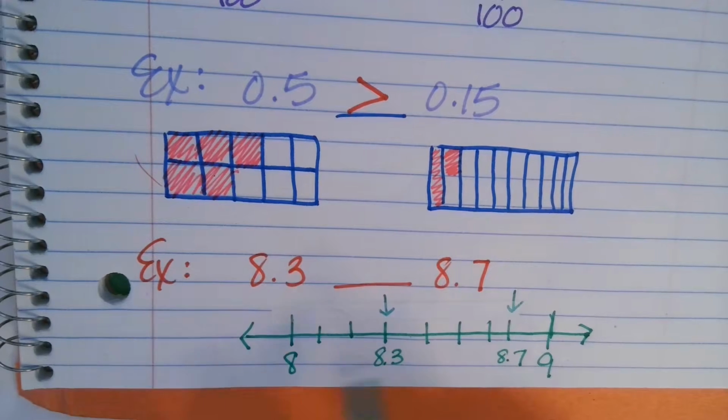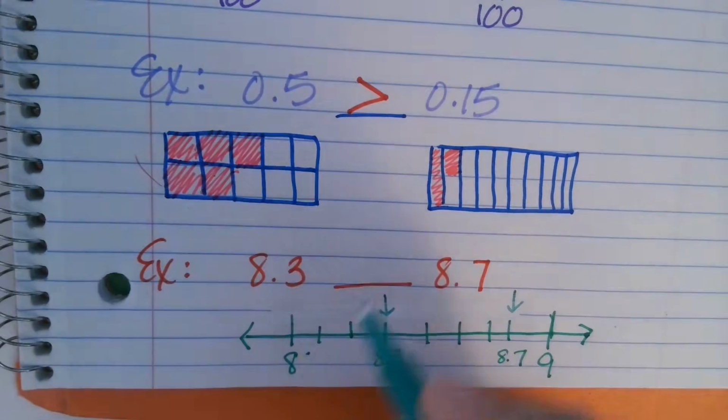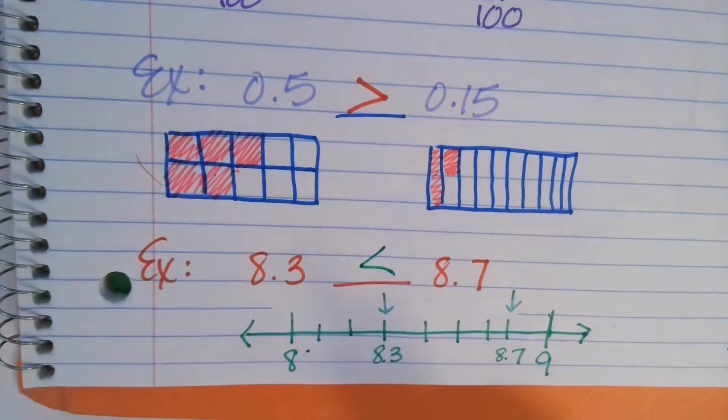All right. And then I have to compare that with 8.7. Is 8.7 closer to 8 or closer to 9? Closer to 9. So which one's bigger? 8.7. 8 and 7/10. Yeah, this one is bigger.